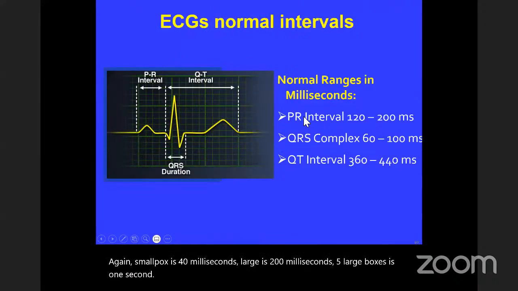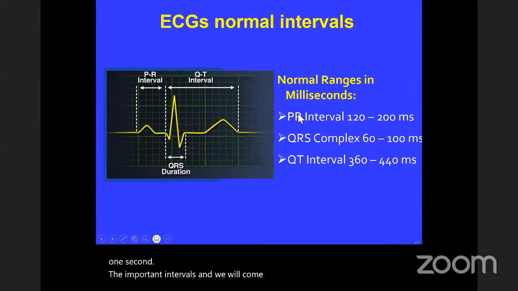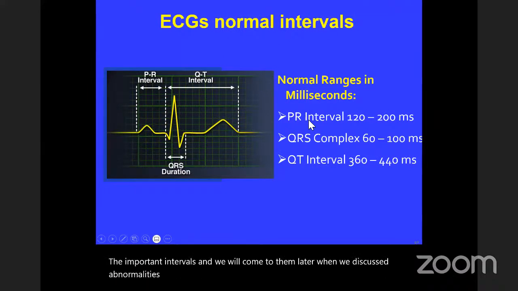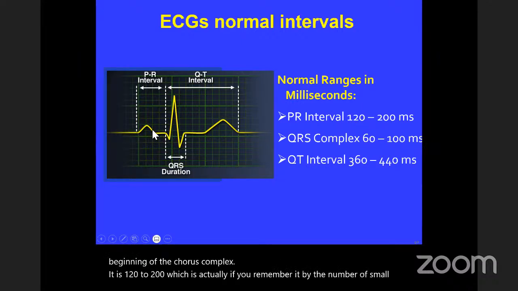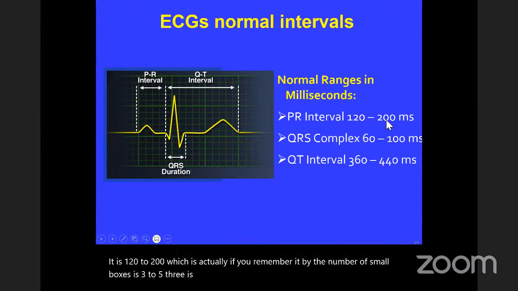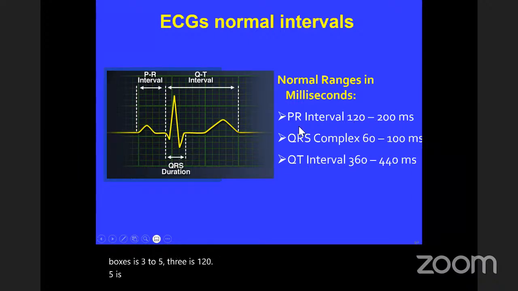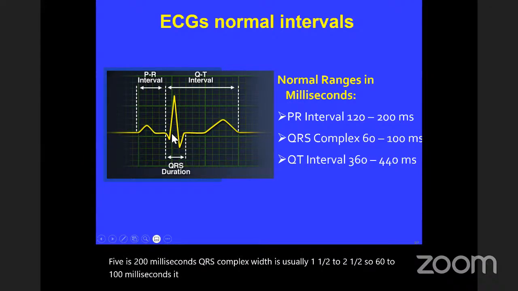The important intervals, and we will come to them later when we discuss abnormalities in the ECG: the PR interval, from the beginning of the P wave till the beginning of the QRS complex, is 120 to 200 milliseconds, which, if you remember it by the number of small boxes, is 3 to 5. 3 is 120, 5 is 200 milliseconds. The QRS complex width is usually 1.5 to 2.5 small boxes, so 60 to 100 milliseconds. It is absolutely abnormal if it is more than 3, more than 120 milliseconds.